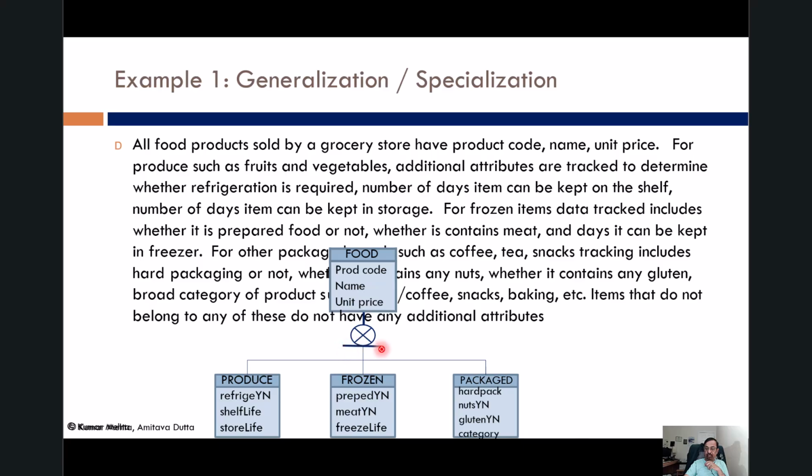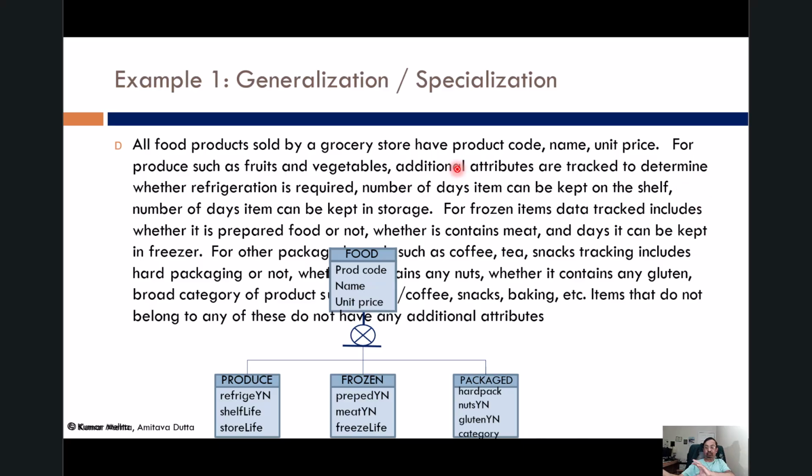Now this single line at the bottom of the circle tells me that this specialization is incomplete. All that means is there could be food items that are not in any of these three subcategories. So there are food items that are neither produce, nor frozen, nor packaged goods. That's what this single bar means. That's the incomplete. So this is exclusive, so for disjoint, incomplete specialization, that's the kind of specialization that corresponds to this narrative over here.